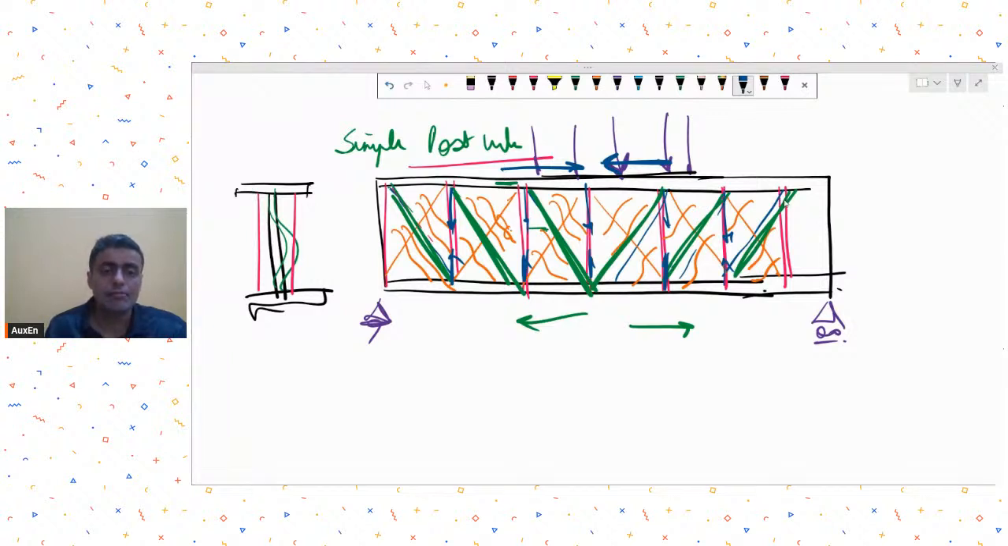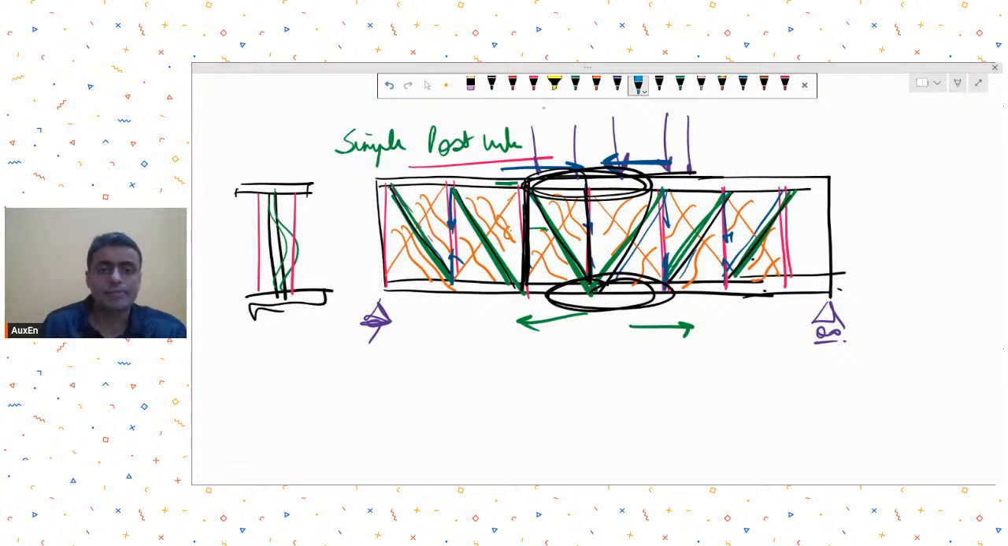Even beyond the web buckling, you see the web has buckled, but the plate girder as a whole can continue to take even more shear because of this tension field effect. Understood? So this, simply speaking, is called the tension field effect. In the tension field effect, the top chord is taking the compression, the bottom chord is taking the tension, these stiffeners are taking compression, and this portion of my web is acting as a tension diagonal. Clear?